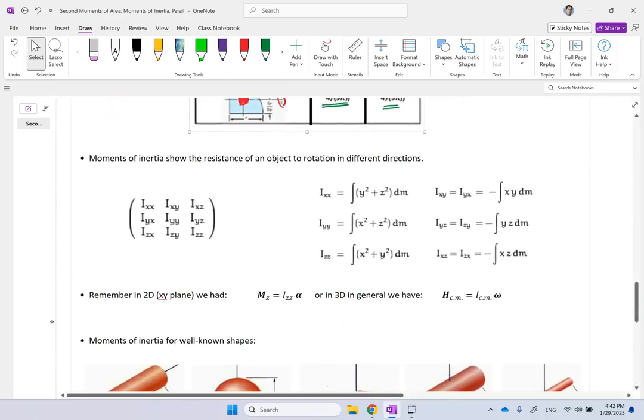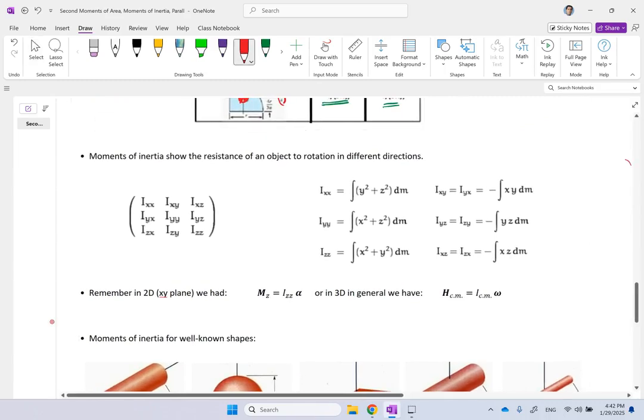Now that we learned about calculating these second moments of area, and we learned that they show the distance from the axes squared, what's the physical meaning of them? Where would we use them? So here we go to the next topic, which is called moments of inertia. Their definition is very close and similar to those moments of area. They are related to each other, and these are the resistance of the object to rotation.